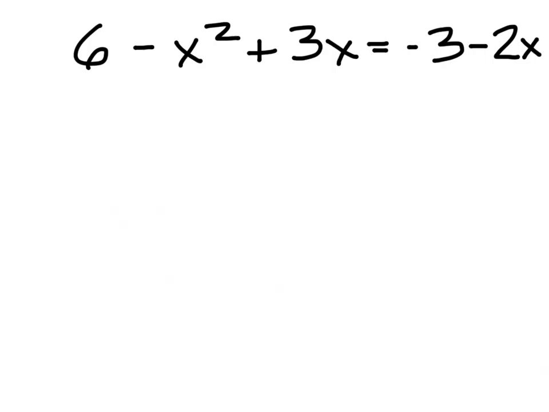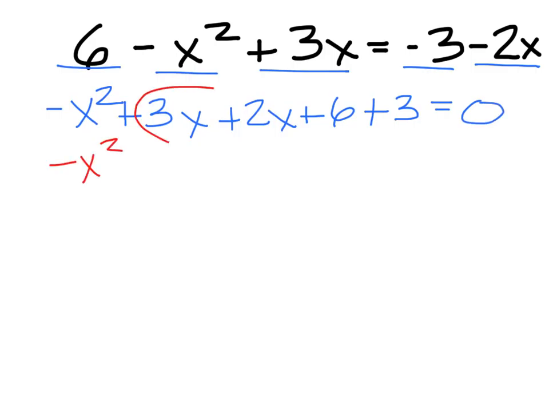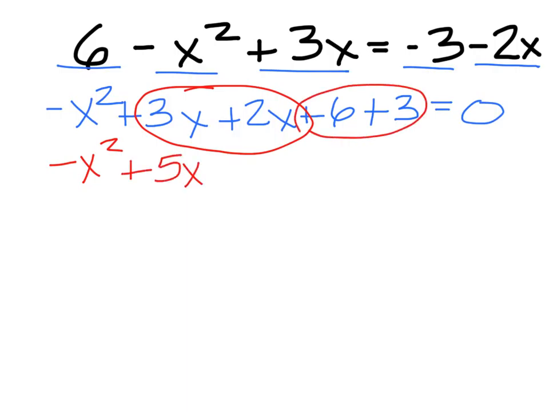On the practice problem, you should have a negative x squared plus 3x. That takes care of these. This becomes plus 2x. This stays, so it's plus 6. This moves, so it is plus 3. Negative x squared plus 5x plus 9 equals 0. How many of you had this much right? So you're still on the right track.